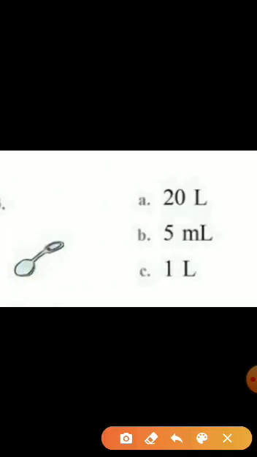Just now we have seen that the measure of one water bottle is 1 liter. But this can is bigger than water bottle. So it must be 20 liter. It can't be 1 liter or it can't be 5 milliliter. It must be 20 liter. This is a picture of spoon. Now, what would be the most likely measure? 20 liter, 5 milliliter or 1 liter? In spoon, we can hold only small quantities of liquid, a very small quantity of liquid, right? So, the most likely measure is 5 milliliter.